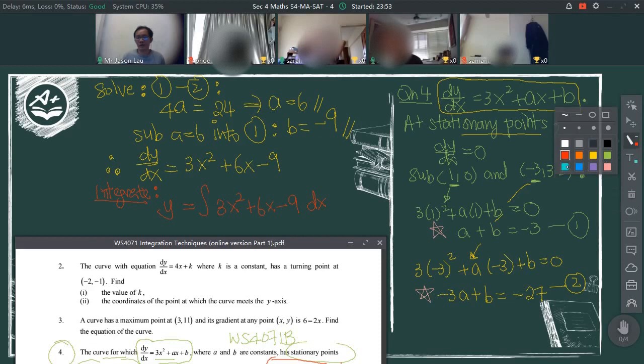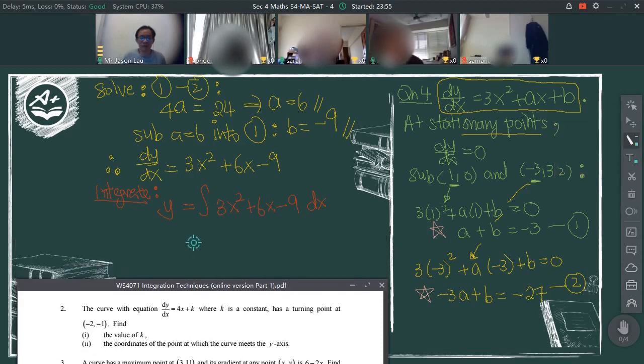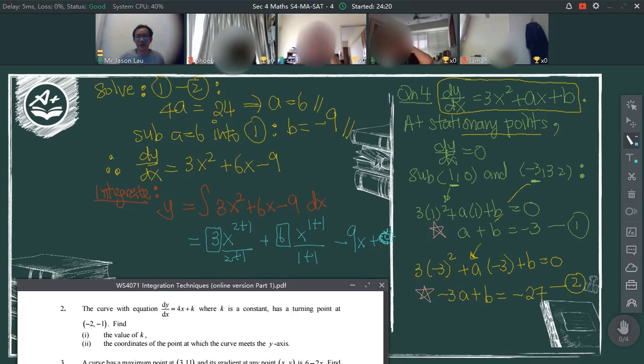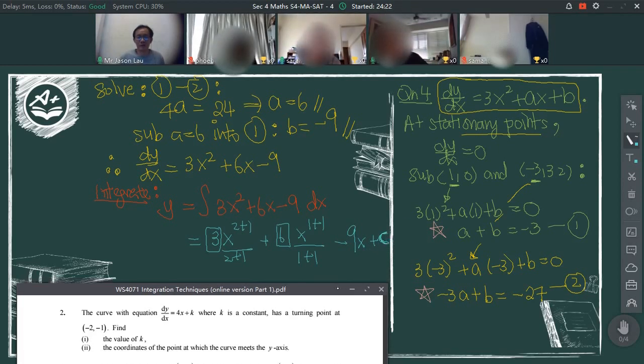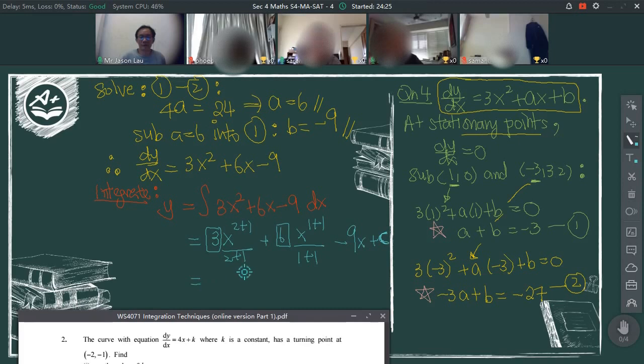I write in blue. So integrate, you get 3x to the power of 2 plus 1 over 2 plus 1. The 3 you just leave alone, then you integrate the x. The 6 you leave alone, integrate the x power 1 plus 1, over 1 plus 1. The 9 integrates to 9x, a constant always gives you the x. Then plus c, don't forget the c, the arbitrary constant. Then simplify.